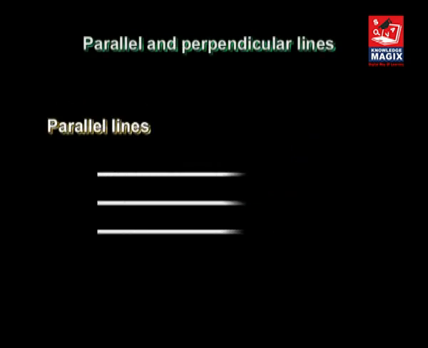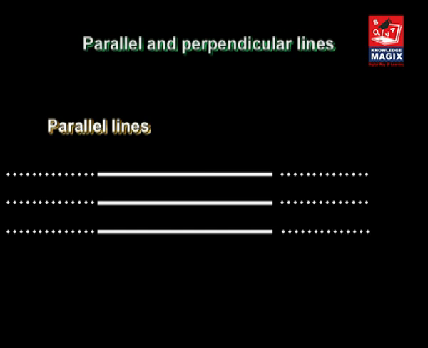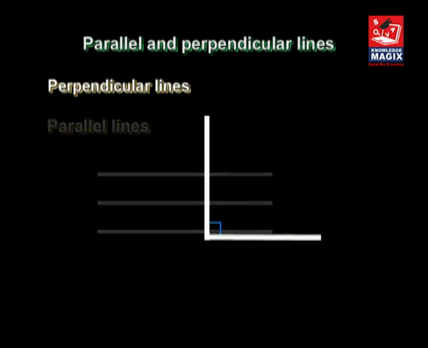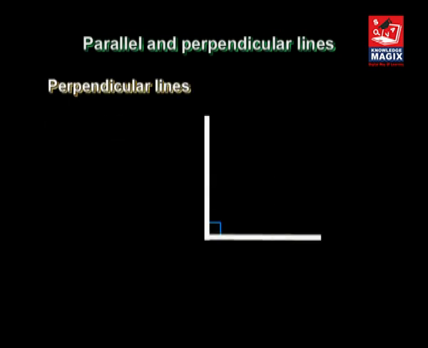Then parallel and perpendicular lines. Here you can see the lines. These lines may or may not be of equal length, yet they are parallel to each other. Parallel lines do not intersect, that means they do not cut each other no matter how far they are extended on either side.